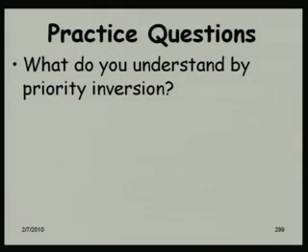Actually, it's the situation where the higher priority task waits for the lower priority task because of a resource held by the lower priority task. Yeah. So, the lower priority task keeps on executing and a higher priority task is waiting. So, that is a priority inversion.